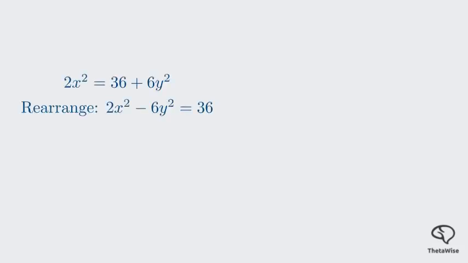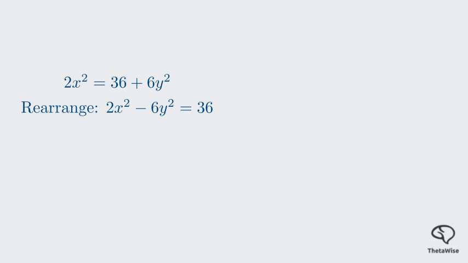Let's begin by reorganizing the equation to identify the type of graph. We have 2x squared equals 36 plus 6y squared. The key feature here is that one of the squared terms is positive and the other is negative. In this case, 2x squared is positive, and 6y squared becomes negative if we move it to the left side. This is the definition of a hyperbola, not like the one in question 4, but the type with a minus sign between the squared terms.